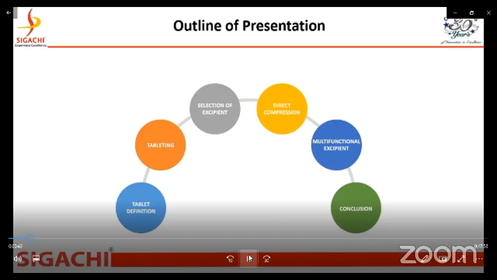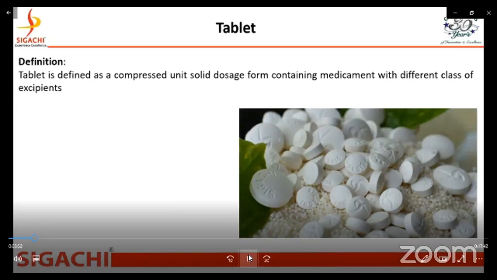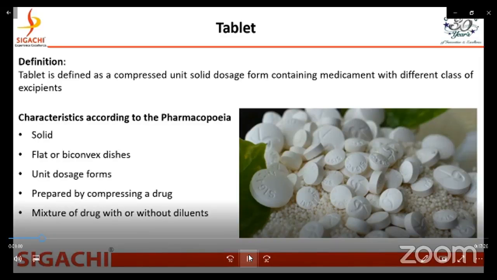Outline of presentation: tablet definition, tableting, selection of excipient, direct compression, multifunctional excipient, conclusion. Tablet is defined as a compressed unit solid dosage form containing medicaments with different class of excipient. Almost 90% of the formulations available in the market is solid oral, and most formulators' first choice is to increase productivity without compromising on quality.